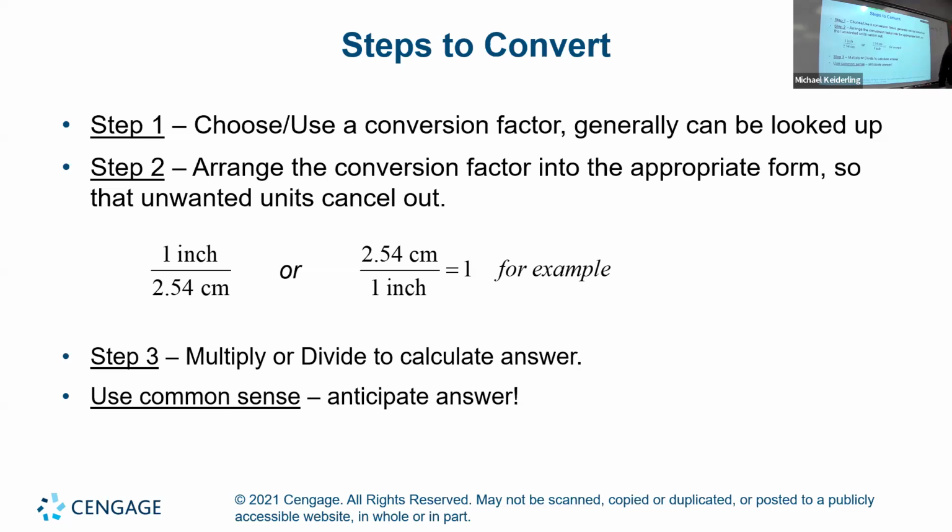If you're going from a larger unit to a smaller unit, you should end up with more of the smaller unit. So if you were going from inches to centimeters, you should end up with a bigger number. If you're going from a smaller unit to a larger unit, you should end up with less. So if you were going from, I don't know, grams to ounces, you would end up with fewer ounces than grams.